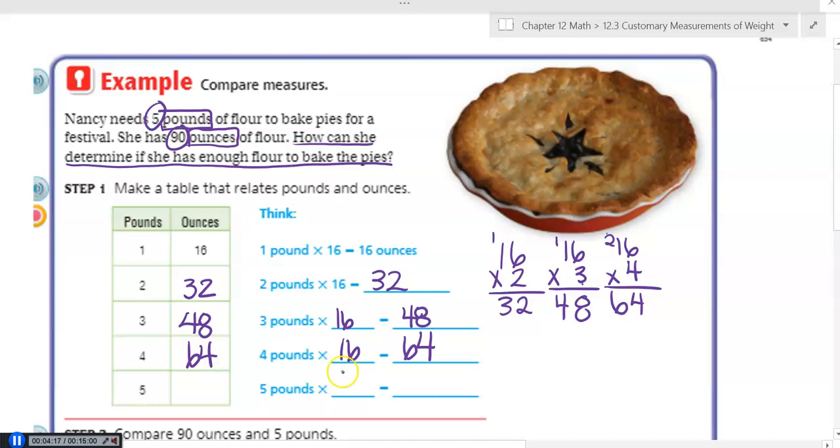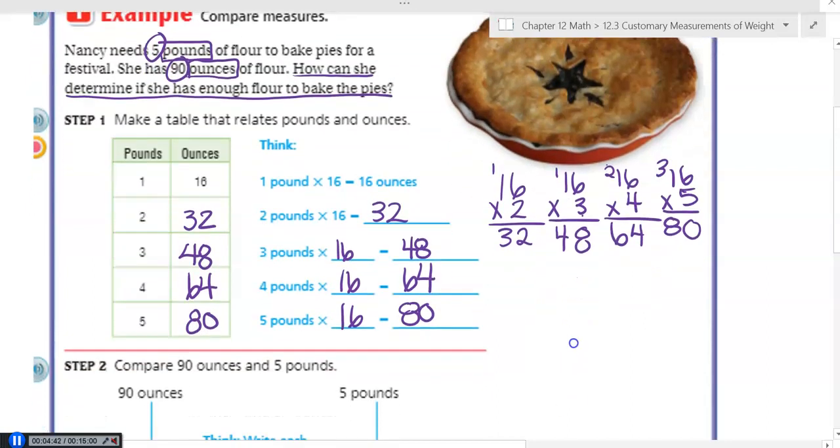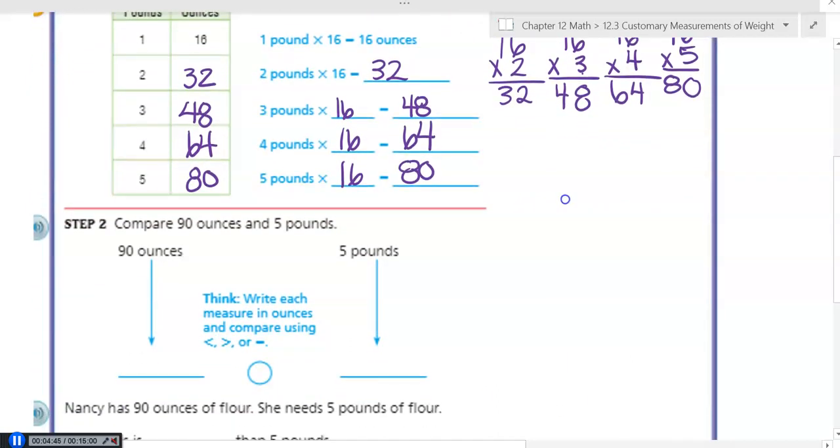Last one I need to do is 5 pounds. So I'm going to do 16 times 5. 6 times 5 is 30. Regroup my 3. 1 times 5 is 5, plus 3 is 8. So I have 80. So I know 5 pounds equals 80 ounces. So now I'm going to compare the two. So 90 ounces written in ounces is still 90 ounces.